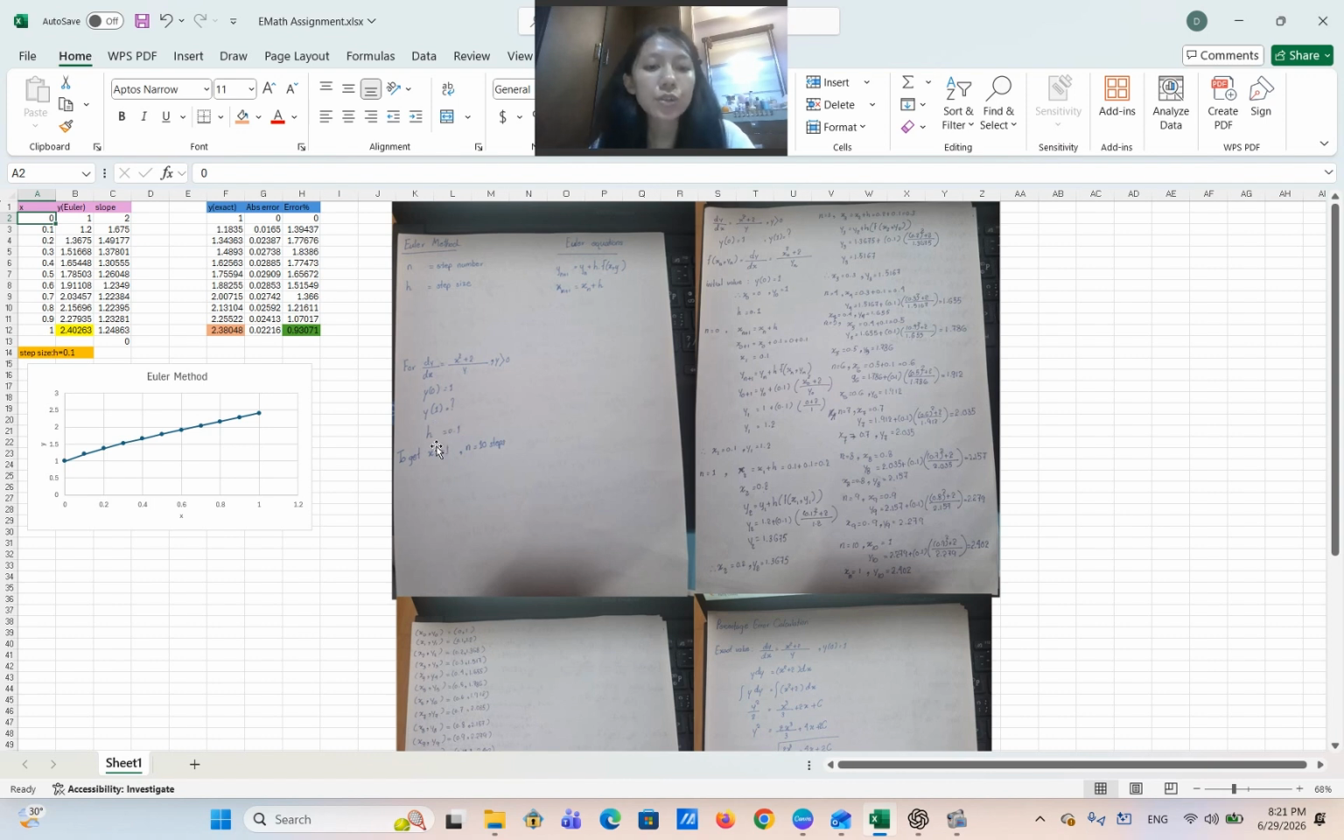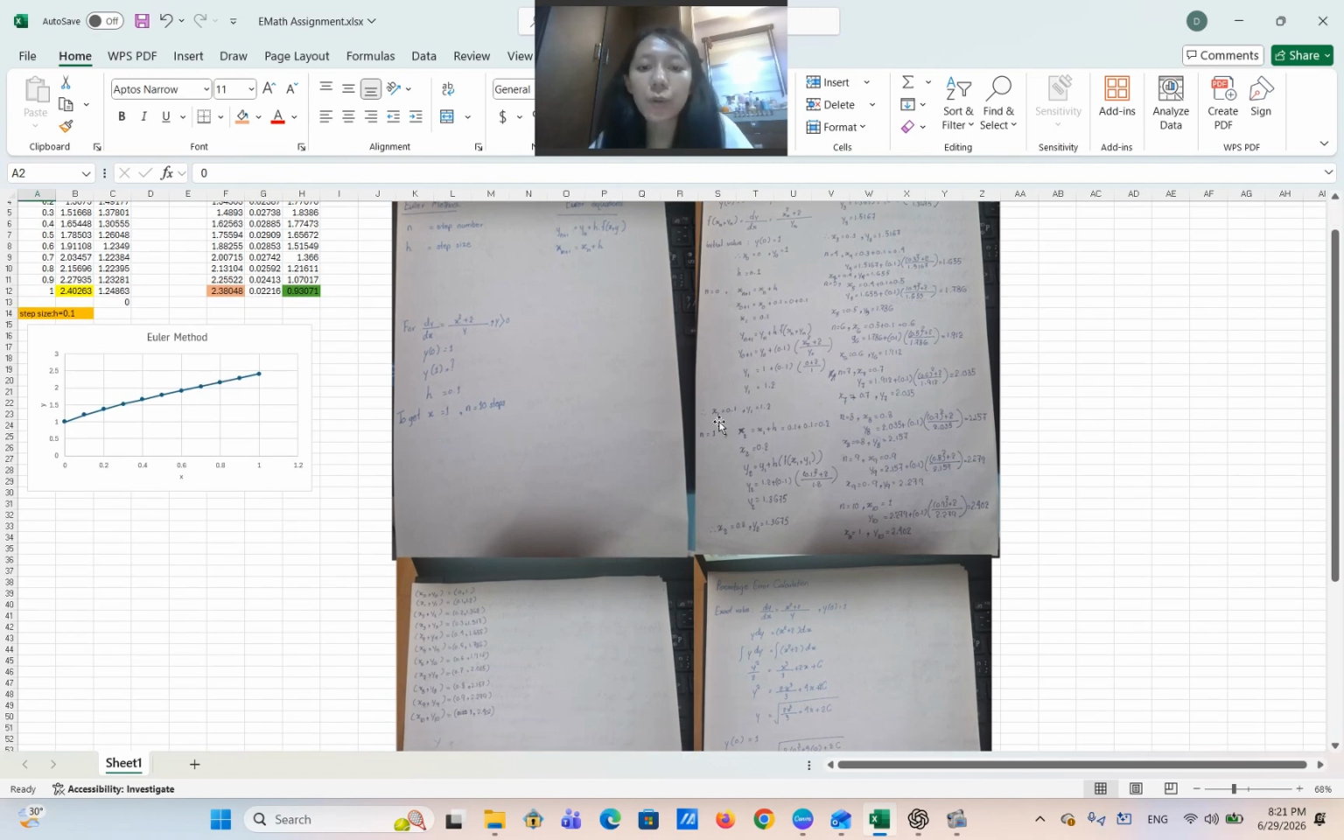Here I choose the step size to be 0.1, because if we use a smaller step size, we will get a more accurate approximation. If I choose 0.1, to get to x equal to 1, I have to move 10 steps. In the first step, I got x equal to 0.1 and y equal to 1.2. Then after 10 steps, I got x equal to 1 and y equal to 2.402.